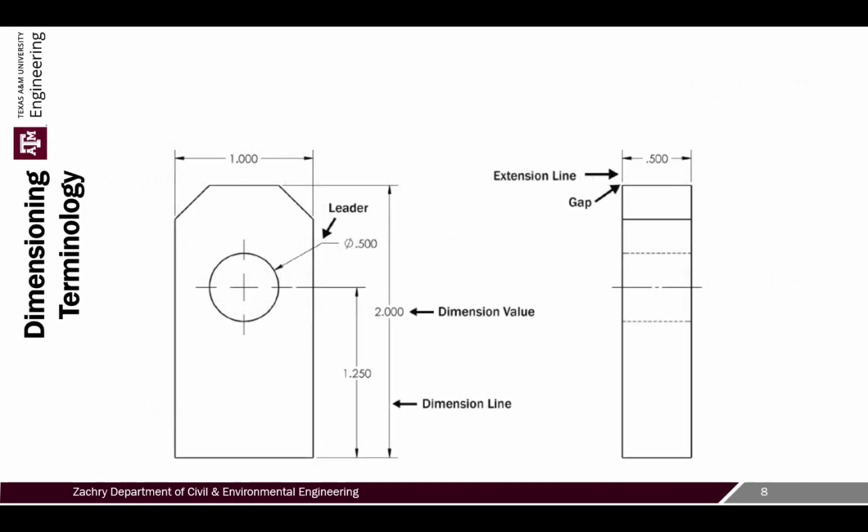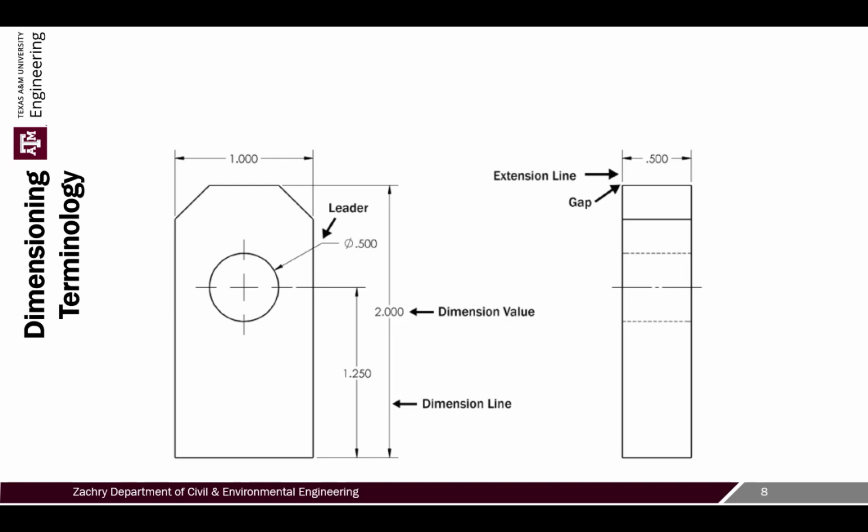So I'm going to be talking about certain things like you shouldn't extend a leader past a certain point, or you want to make sure that you have an extension line on your dimension, or you don't want to cross a dimension line with an extension line.